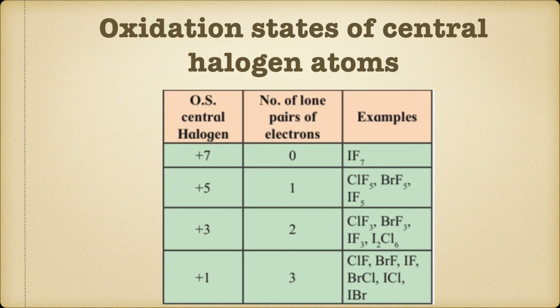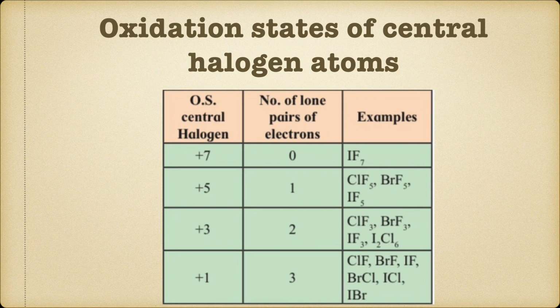Next one, for ClF3, BrF3, IF3 and I2Cl6, the number of lone pairs of electrons is equal to 2, and the oxidation state of the central halogen atom is +3. And the last one, for examples ClF, BrF, IF, BrCl, ICl and IBr, that is monohalides, the number of lone pairs of electrons is equal to 3, and the oxidation state of the central halogen atom is +1. So hopefully it is clear now.